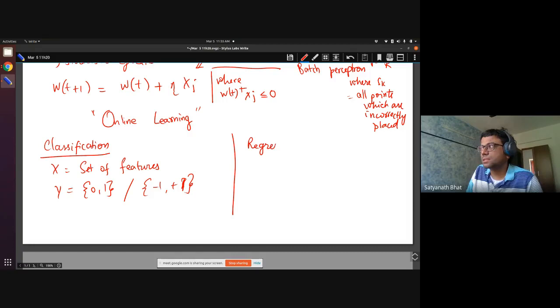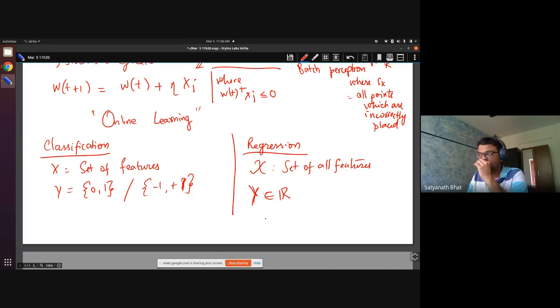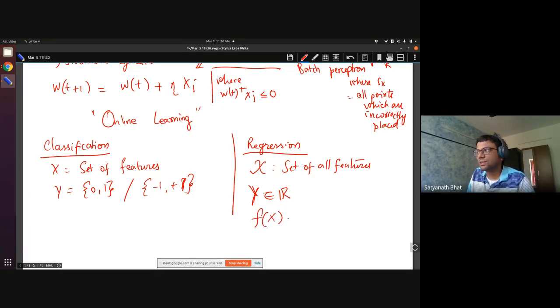What that means is you have X, which is the set of all features, and then Y belongs to the real numbers. What you would like to learn is f of X, which is equal to Y. We would like to learn f of X as a representation for Y.